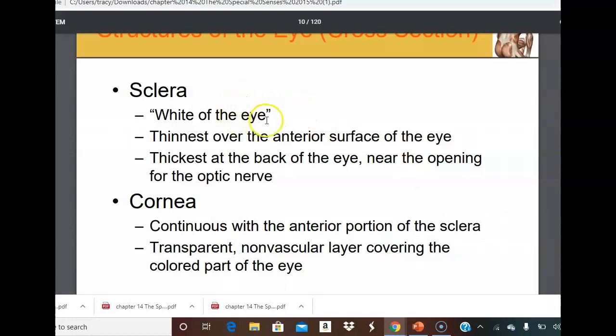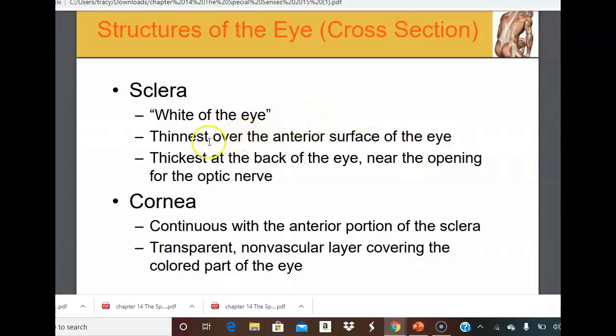Okay, so then we have the sclera and the cornea. The sclera is the white part of the eye. We kind of already got into this one. It's thinnest over the anterior portion, so that's the front part, and it's the thickest basically in the rest of the area posteriorly. Okay.